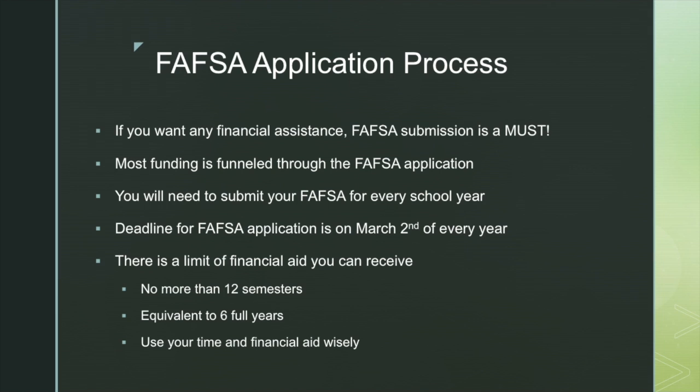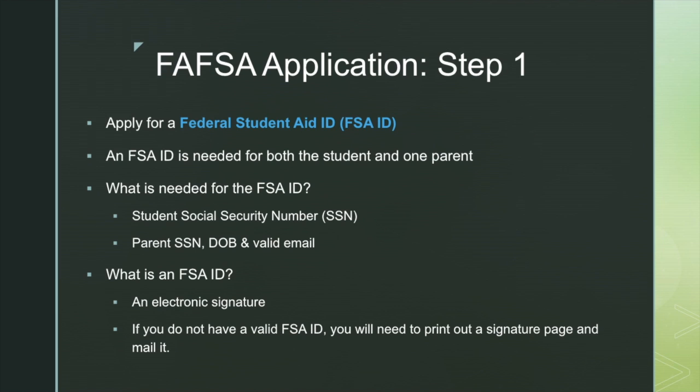So the FAFSA application process. If you want any financial aid assistance, FAFSA submission is a must. Most funding is funneled through the financial aid application. You will need to submit your FAFSA for every school year. Every year you go to school, you're submitting a new financial aid application because income changes every year for most people, if not all. The deadline for the financial aid application is March 2nd of every year, and there is a limit of financial aid that you can receive: no more than 12 semesters, equivalent to 6 full years. So use your time and financial aid wisely when you're in college.